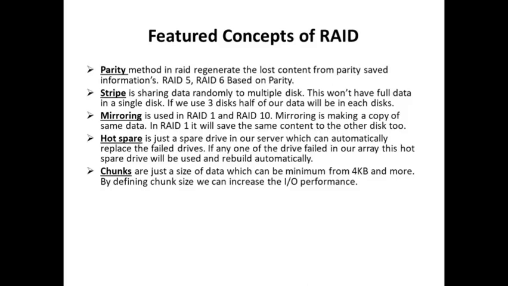Stripe means sharing data across multiple disks. This won't have the full data on a single disk. If we use 2 disks, half of our data will be on each disk. Then coming to mirroring, which is used in RAID 1 and RAID 10. Mirroring is making a copy of the same data. That means if you have the data on one disk, exactly the same data will be stored on another disk. In RAID 1, it will save the same content to the other disk too.